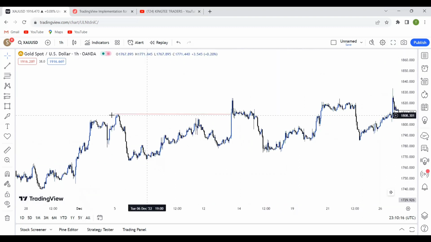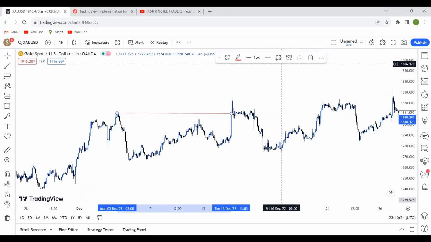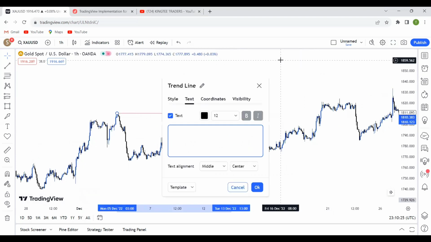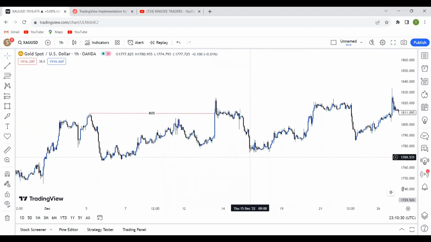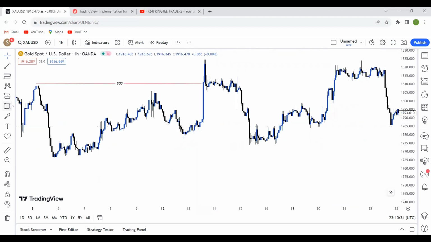So from this break of structure, let me mark our BOS. Break of structure. From this BOS, we are going to have our order block. This is going to be our order block.